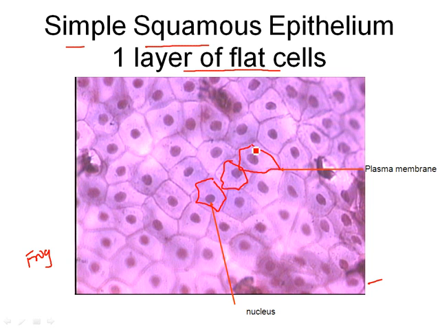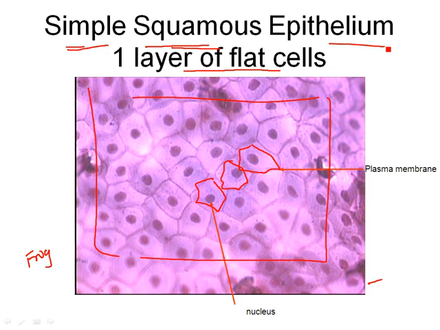So on a practical, on your exam, if you saw something that looked like this, and it said, name this type of tissue, you would need to write simple squamous epithelium. Okay, I need to know that you know that's epithelial. I need to know that you know how many layers it is. I need you to tell me that you know what shape the cells are. So simple squamous epithelium is what you would write on your exam.